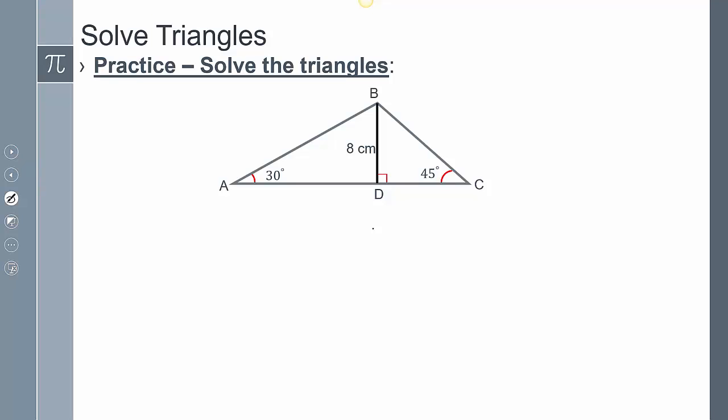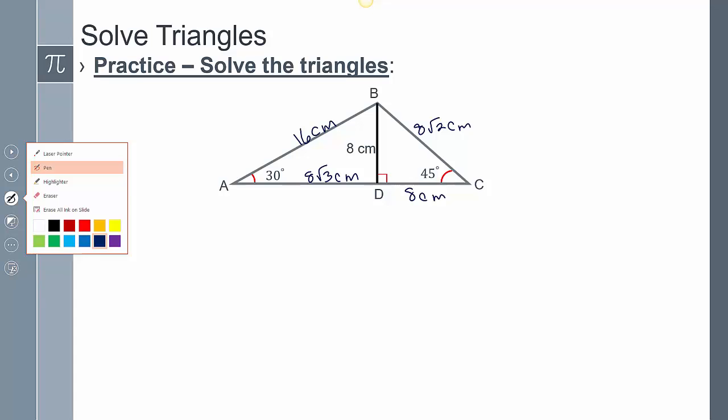So to solve this one, I need to go through and fill out as much information as I can. And so if that's 8 centimeters, well, this is a 45, so that's 8 centimeters. And this is going to be 8 root 2 centimeters. This will be 8 root 3 centimeters. And this is going to be 16 centimeters. But there's an issue here. If it's asking me to solve the triangles, well, how many triangles are there?